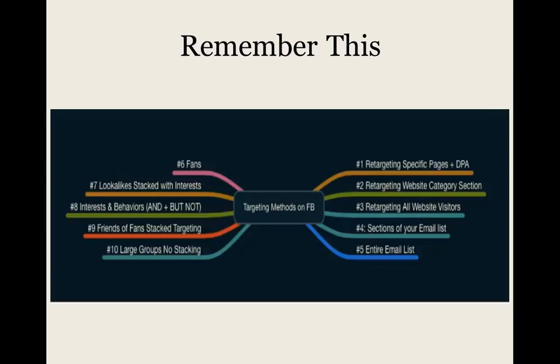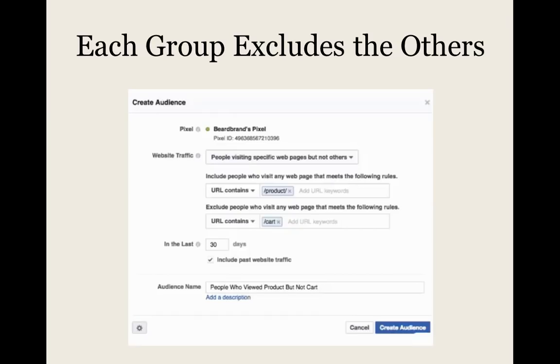Okay, next, please always remember this chart here. In the middle, we have the targeting methods. On the left side, we have the fans, lookalike, stacks with interest and behaviors, and plus but not. Number 9, friends of fans stack targeting. 10, large groups with no stacking. On the right side, we have targeting specific pages like DPA, retargeting website category sections, retargeting all website visitors, sections of your email list, and the entire email list. So never forget this: each group excludes the other.